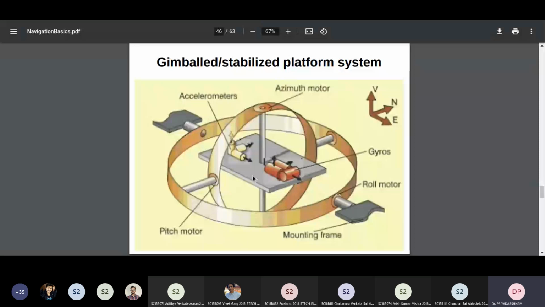So let us try to estimate. Suppose along each of the bearings, you have an encoder. Encoder means it will estimate the angle by which the object has rotated. Rotary encoder.